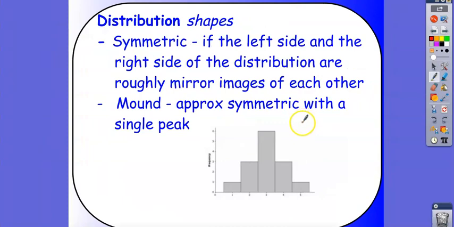Okay, distribution shapes. A lot of times they're going to talk about whether it is symmetrical. The left side and the right side of the distribution are roughly mirror images of each other. If I take my paper and fold it in half, they're mirror images. They talk about a mound with a single peak. That's how you might describe a data distribution.